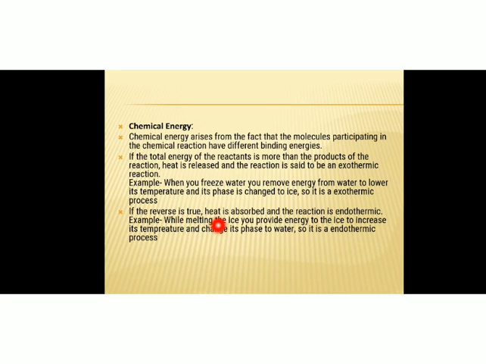If the reverse is true, heat is absorbed and the reaction is endothermic. That means endothermic is just the reverse process of an exothermic reaction. While melting the ice, you provide energy to the ice to increase its temperature and change its phase to water. So it is an endothermic process. Okay, so chemical energy arises due to the different binding energies of the molecules participating in the chemical reaction.